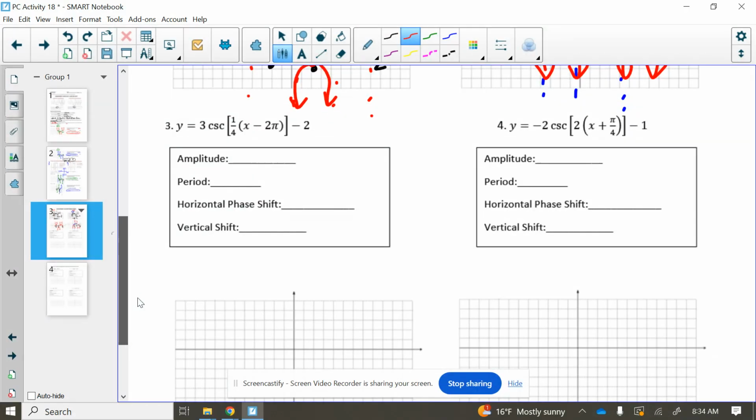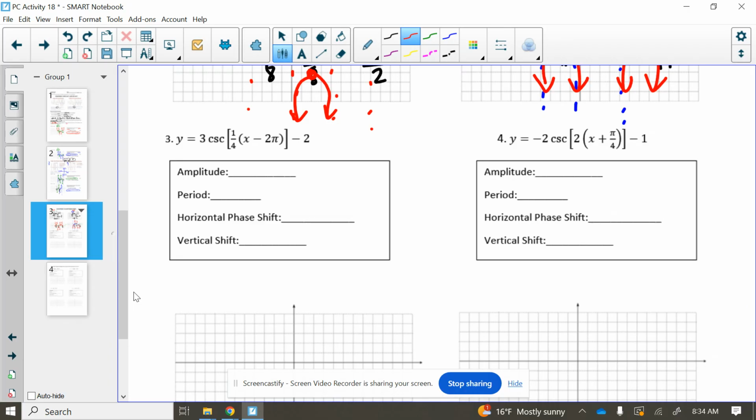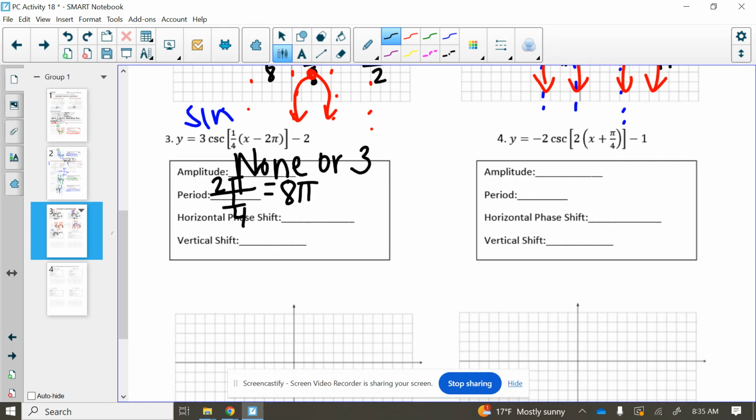Now, our cosecant graphs essentially are going to just be graphs of our buddy sine. So ignore the cosecant aspect for a second. We are just going through and creating the features for our sine graph. So again, officially, 2 acceptable answers here, either none or 3 because of that vertical stretch. Again, depending on the book, it might say one versus the other. Period is 2 pi divided by 1/4, so 8 pi ends up being our period. We're moving to the right 2 pi this time, and our graph is shifted down 2 units.